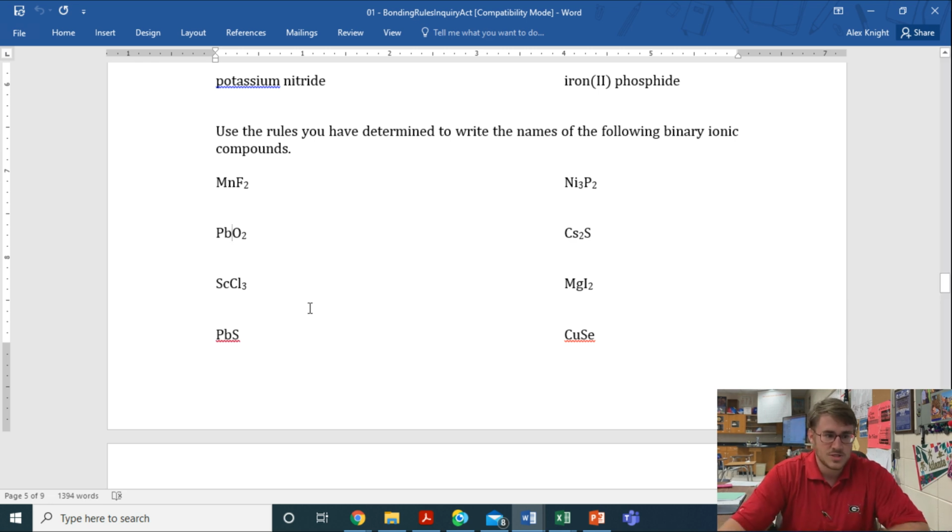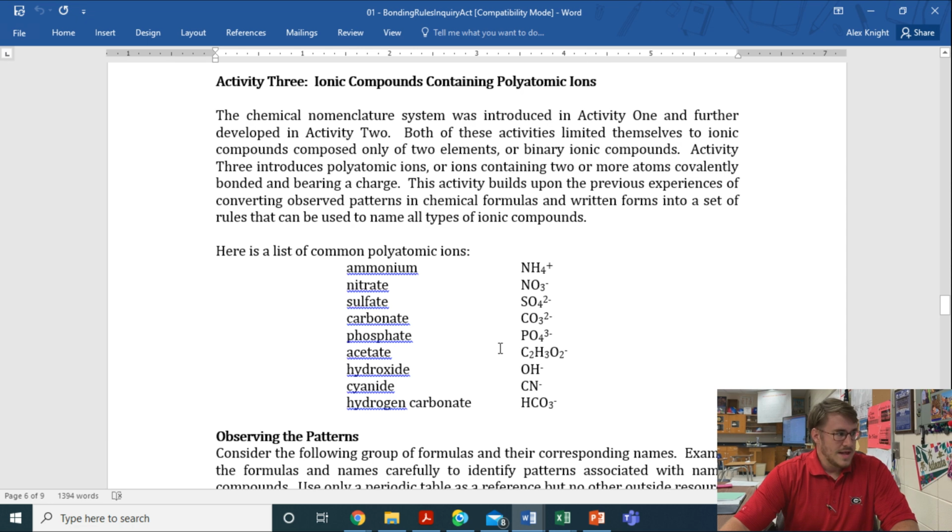Same thing's true with CuSe, copper selenide. Selenium brings a 2. Copper would have to bring a 2, because when they swap, they can reduce and become Cu1Se1. Cool? Good. The last rule here was on ionic compounds.